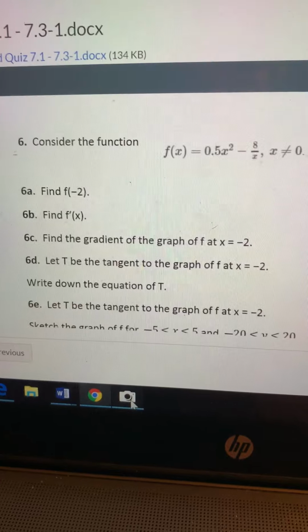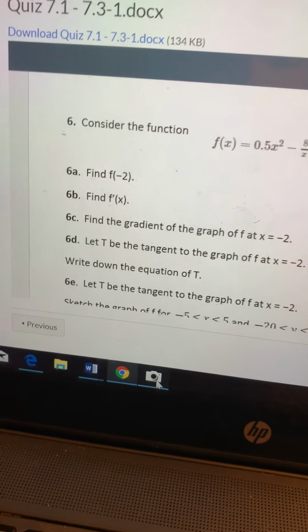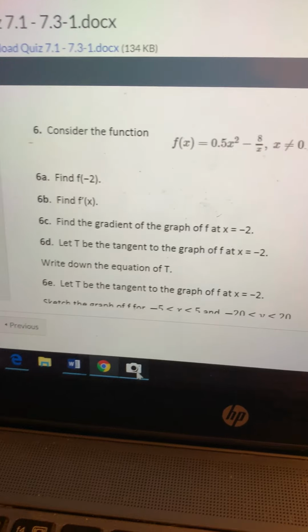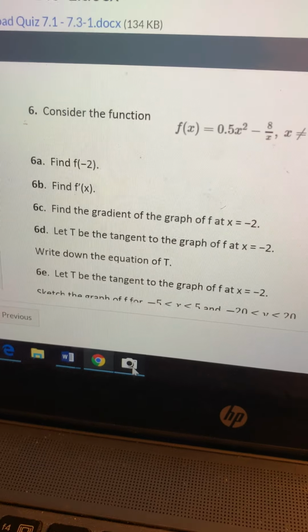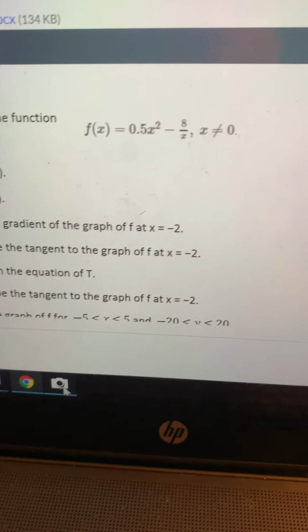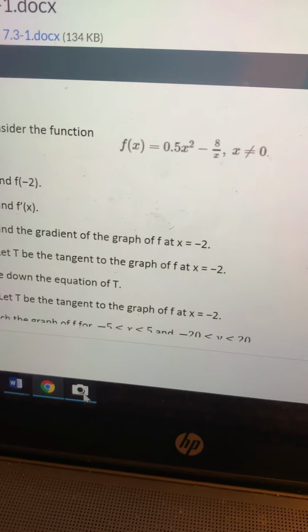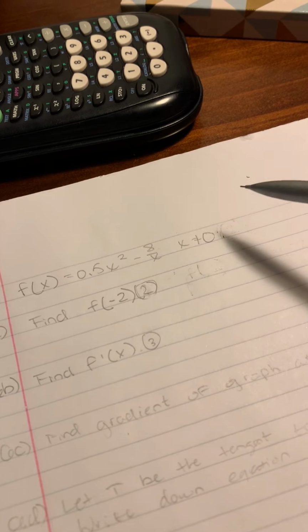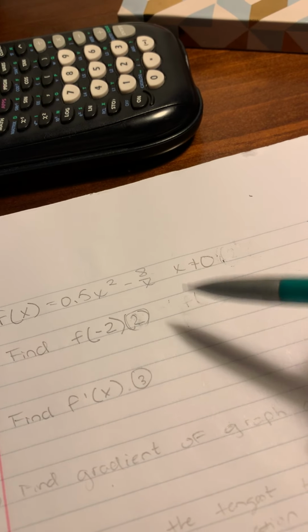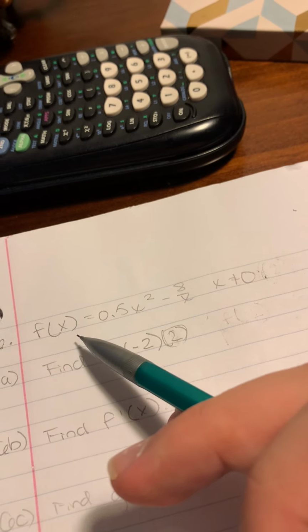So I'm going to do number 6 now, and I have them all written here. Basically, it gives you the equation at the beginning, and then 6a says find f of -2. It's not asking you for the derivative, it's simply asking you to find f of -2 for the regular formula. So I'm going to plug -2 into all the x values in the formula, and I have them all written right here. The circles are just the amount of marks everything is. So I have the formula up here, and I am going to do f of -2.